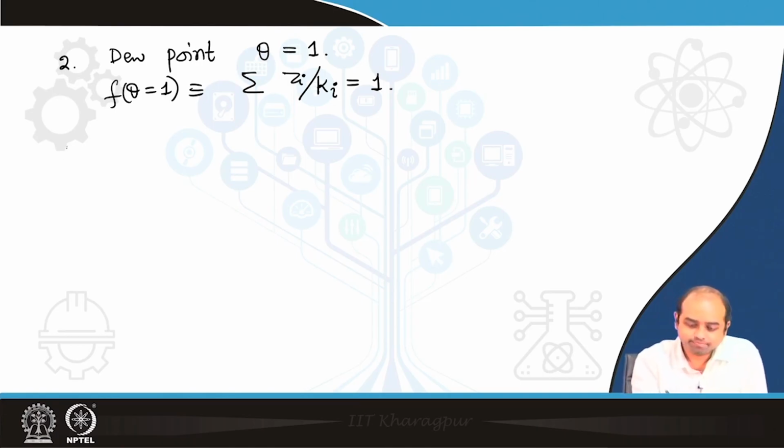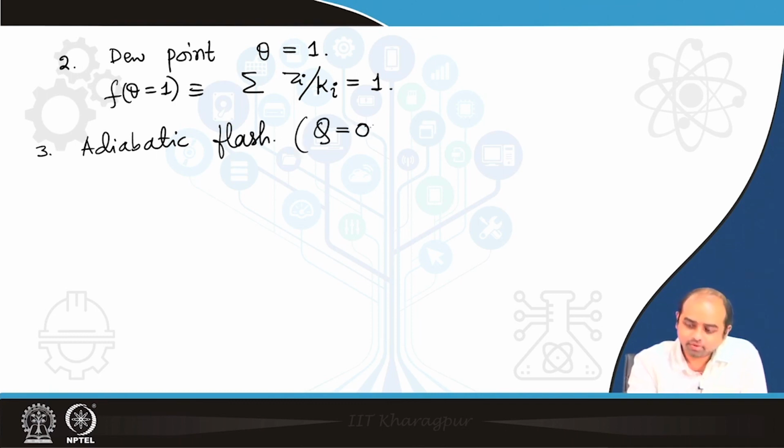Next is the case of adiabatic flash. When you have adiabatic flash, our equation so far does not involve the use of Q. So, how this Q will be taken into account is that for making the energy balance, you have to write the enthalpy balance here. So, let us write down the energy balance first.